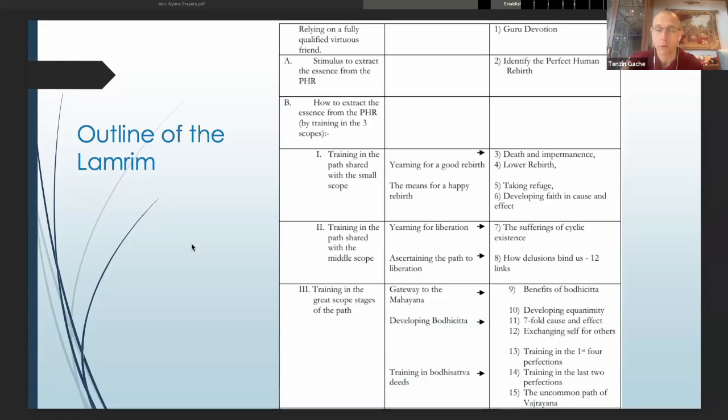And then we have the last two perfections, which are considered much harder: training in concentration and training in wisdom, wisdom realizing emptiness. And then finally, the uncommon path of Vajrayana. We'll talk about that a bit at the end, and I've mentioned that a few times before. Vajrayana is essentially synonymous with Tantra, or Tantrayana.